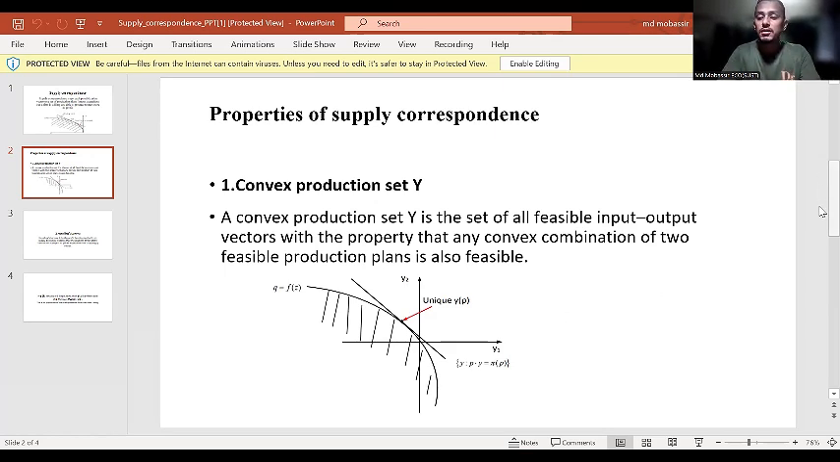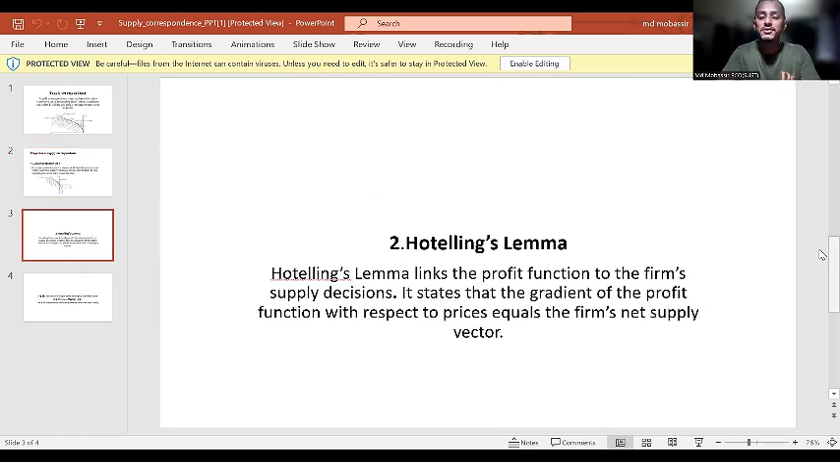Then we discuss the second property, Hotelling's lemma. Hotelling's lemma links the profit function to the firm's supply decision. It states that the gradient of the profit function with respect to price equals the firm's net supply vector.